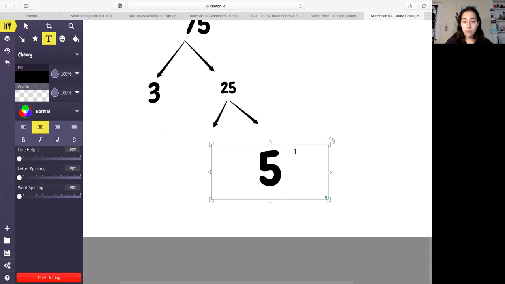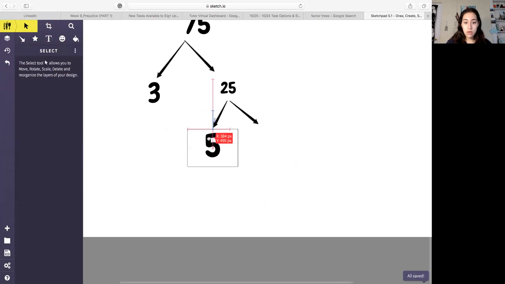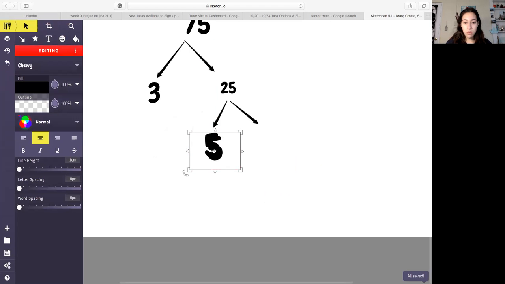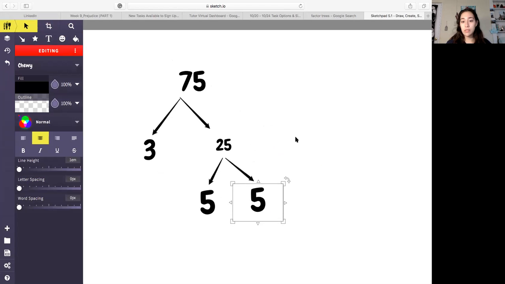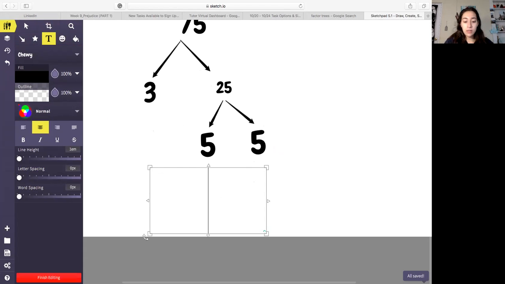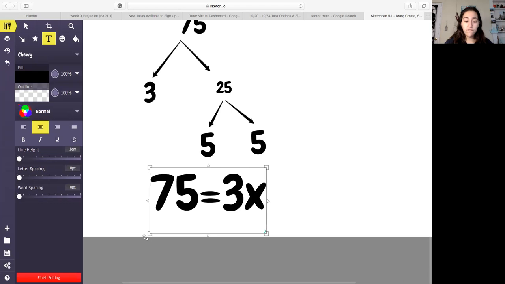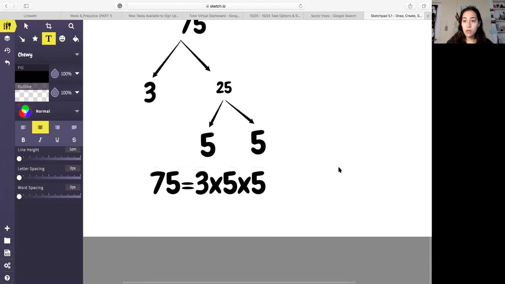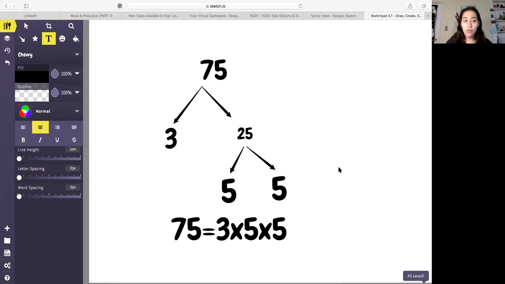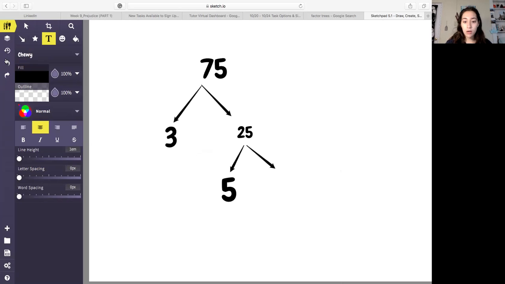So this is the factor tree for 75, because 75 equals 3 times 5 times 5. So here's our factor tree for 75. I'm going to just do one more.